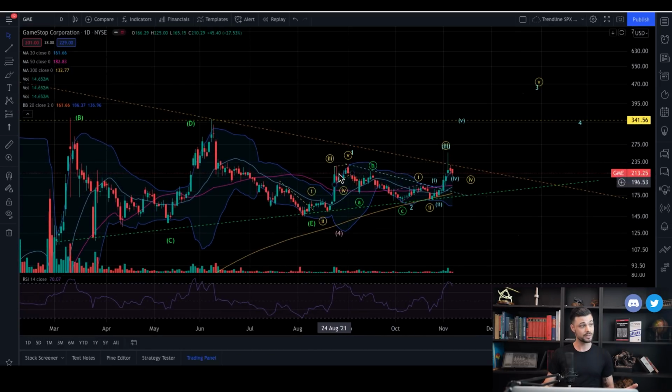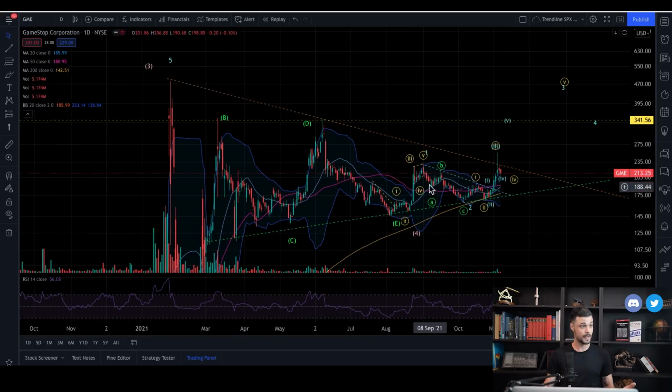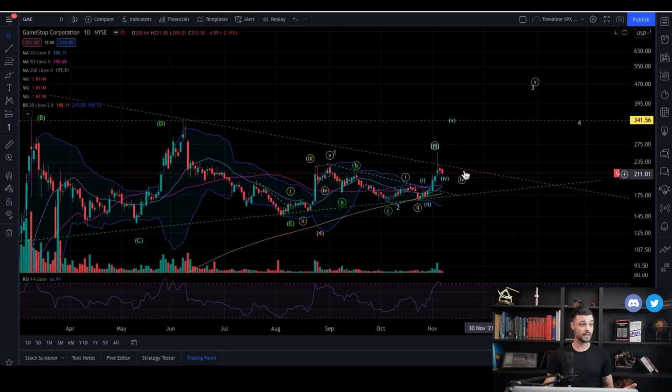So let's see, we had the same thing here in August, but the difference between August and now is that in August, the breakout level was at 270. So we were far from it. Now it's at 230, and we are still above the upper band of the Bollinger Bands, above all the moving averages. Here we were in the fifth wave.